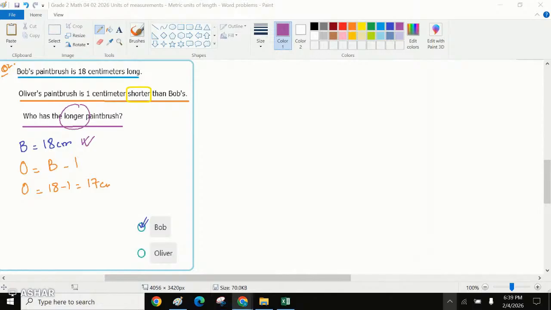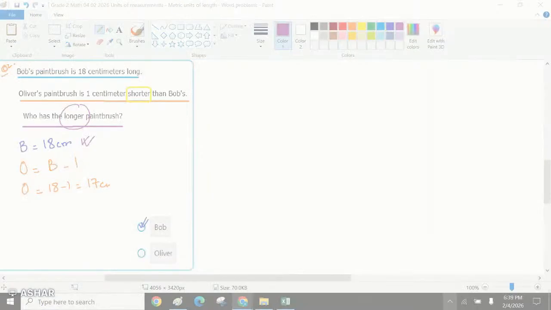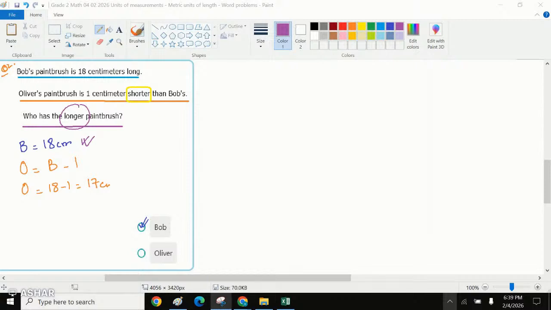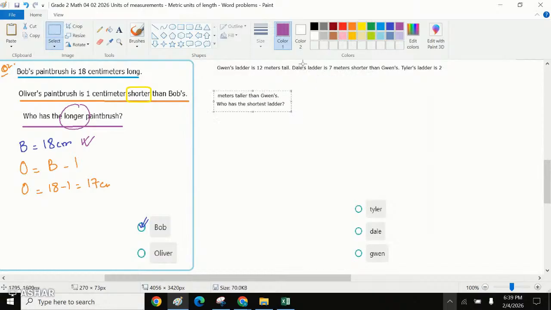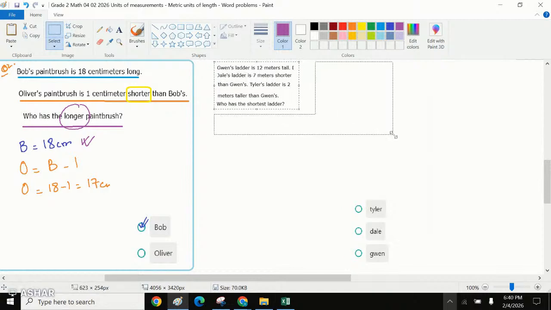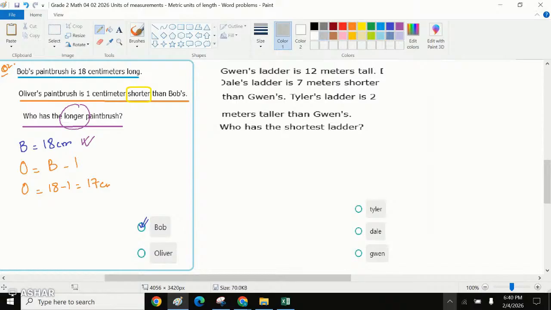Okay. For the next question, Gwen, Tyler, and Dale have a ladder, and we need to look at the length. That was a typing error, right? This was Dale's, this is Gwen's, and this is the complete question. This is our question number 3.